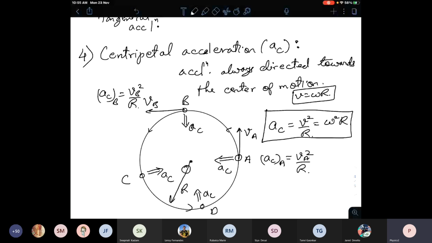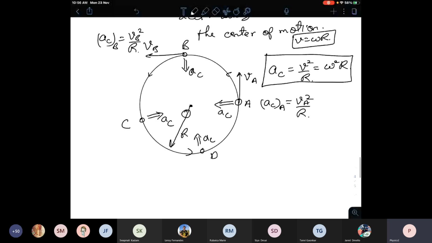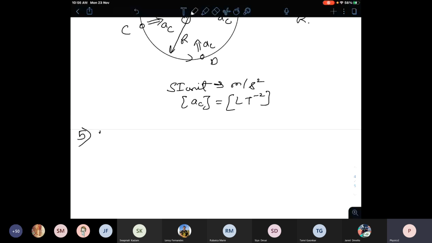It is acceleration, so the unit, the SI unit over here, is again meters per second square only. It is a linear acceleration. Centripetal acceleration is a linear acceleration, not angular acceleration. The dimensions of this will be LT to the power minus 2, same as that of normal linear acceleration. So this was centripetal acceleration. Next is tangential acceleration. Fifth is tangential.